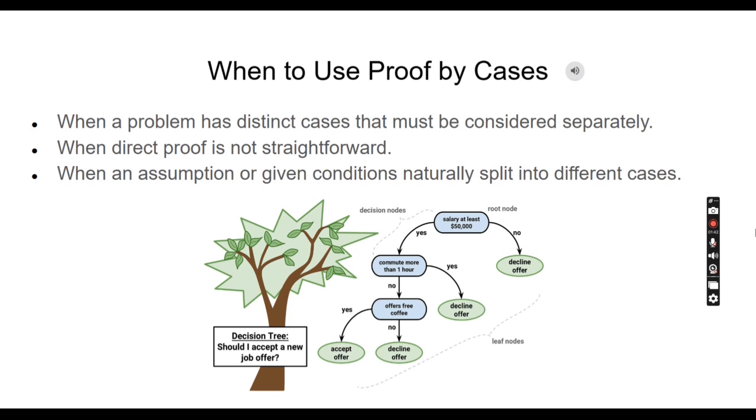When to use proof by cases. We particularly use this when a problem naturally splits into different scenarios that we need individual verification. For example, when we work with integers, we often distinguish between even and odd numbers. This method is also useful when different inputs or conditions must be examined separately to establish it being true.